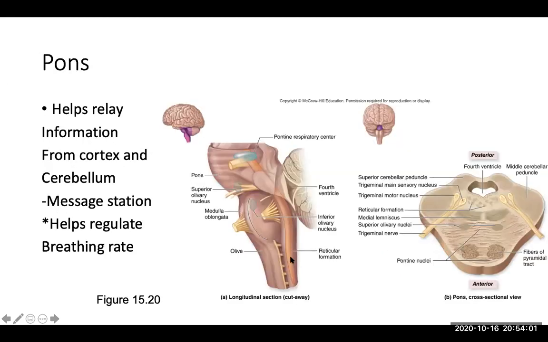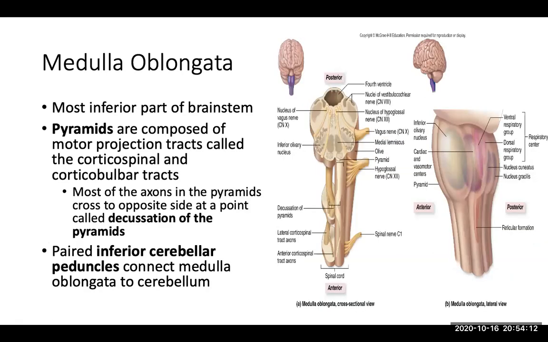The pons then helps relay information from the cortex and cerebellum. It's the message station, and it helps regulate breathing rate. That's a big thing in your pons. And then the medulla oblongata is the most inferior part of the brainstem.